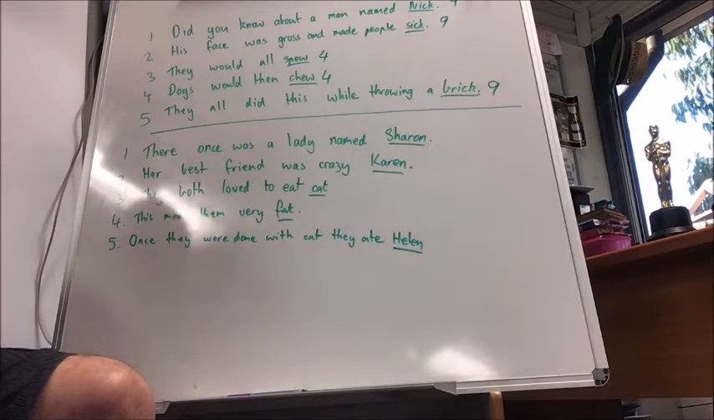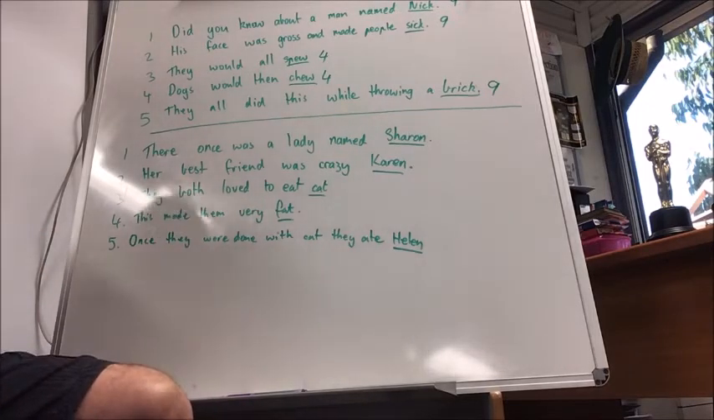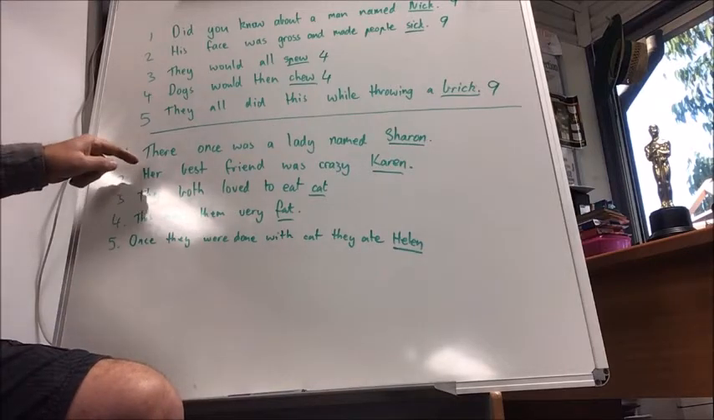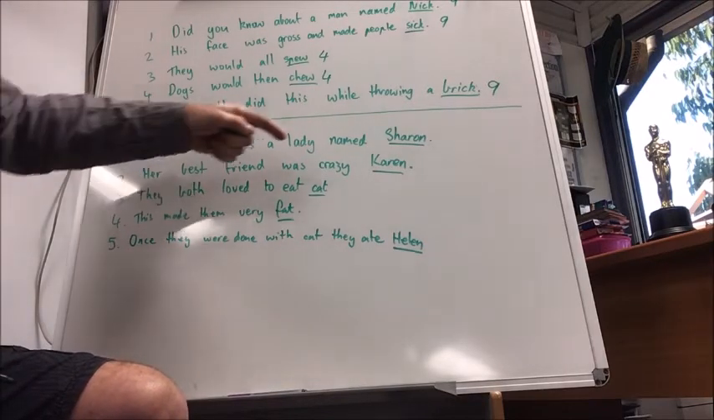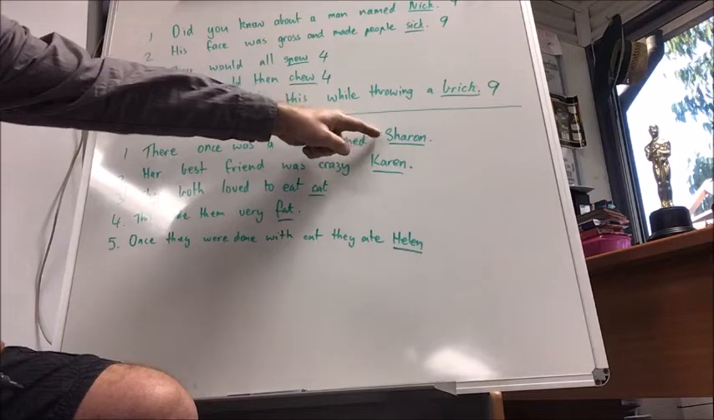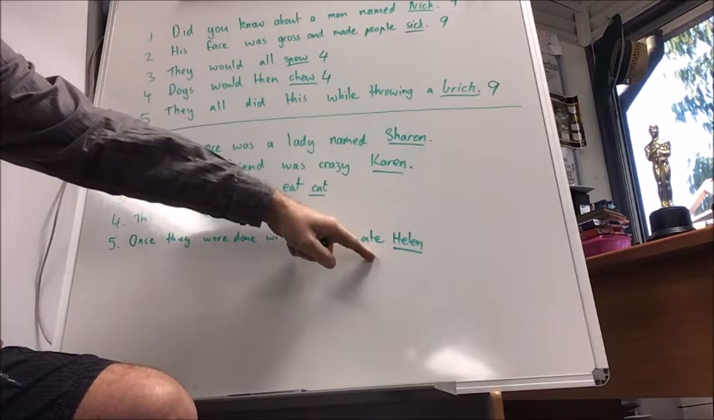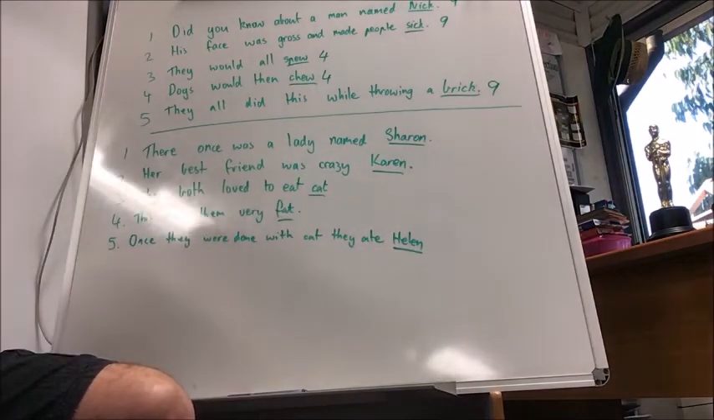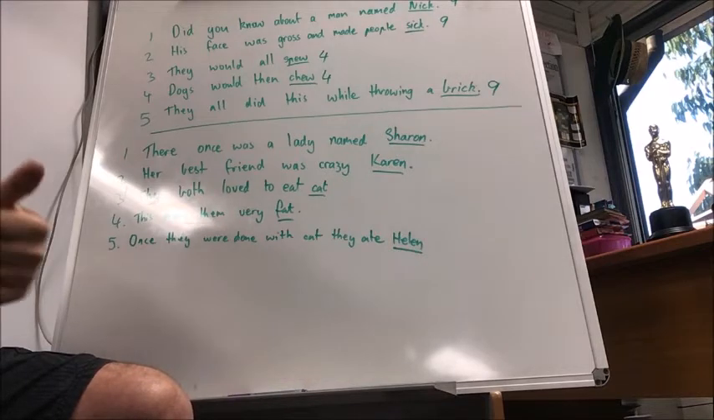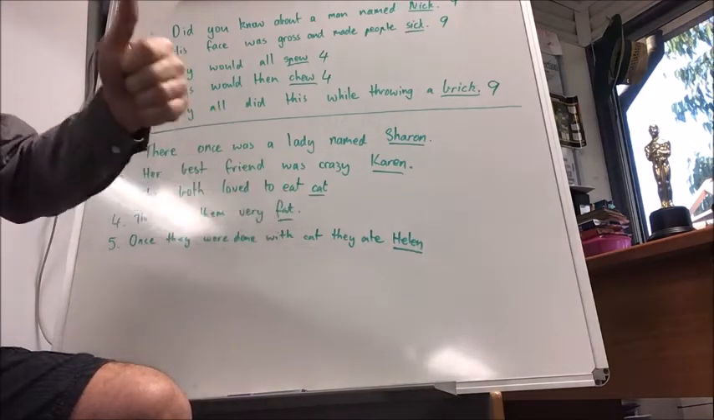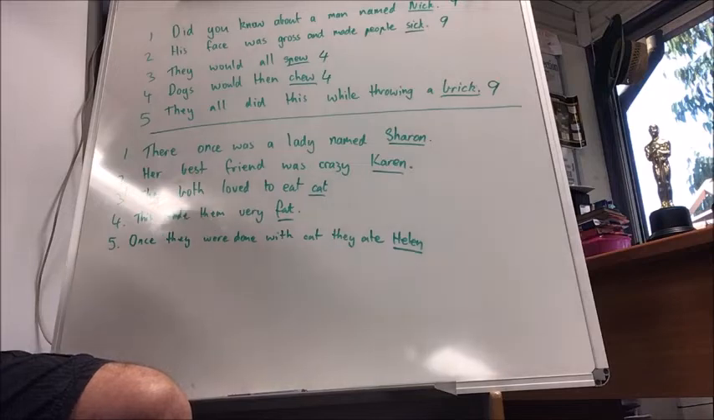All right, so let's go through and make sure I've covered all the criteria for this one. Let's just start with the rhyming. I've got Sharon, Karen, Helen. Okay, all rhyming there. So tick the box on that one. Cat and fat. Tick the box on that one. Let's have a look at the syllables.